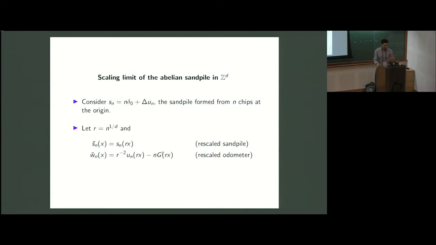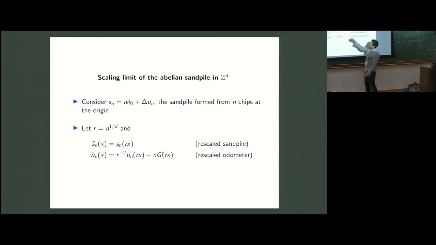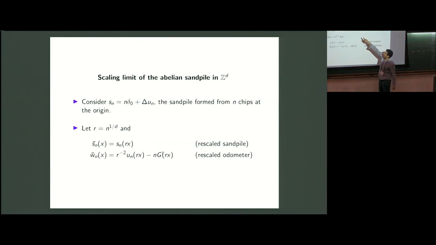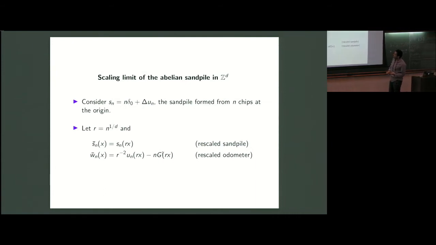Let me state for you the Pegden-Smart theorem about the scaling limit of the sandpile. So you can write the sandpile of n chips at the origin as the n chips you started with, and then you add the Laplacian of the odometer. And we're going to ask for limits of two things, the sandpile final configuration and the odometer. The scaling for the sandpile is the obvious thing you would guess. There are n chips, and you expect them to fill up a volume of order n, and so you should rescale each dimension by the dth root of n. So that's S_n bar, the rescaled sandpile.